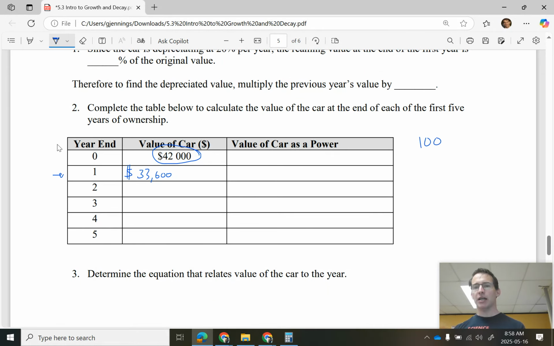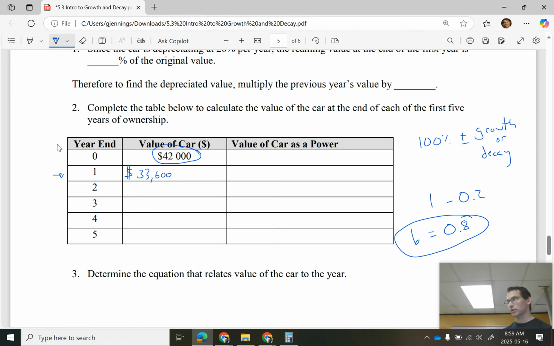I take 100% and I add or subtract the growth or decay. In other words, in this one I do 1, which is 100%. If I multiply things by 1, I get 100% of them. Minus 0.2 equals 0.8. And that's our B value. That's our growth factor in these cases. That's the thing we multiply by each year to find the new value. It already includes that idea of multiply by 0.2 and subtract it from the original.